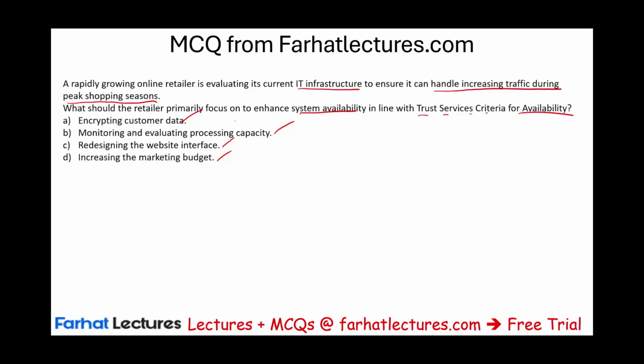I would say increasing marketing budget has nothing to do with whether the IT infrastructure can handle an increase in traffic. That's an easy elimination. Encryption deals mostly with confidentiality, to protect the data. We're not talking about this, so we're down between two. Redesigning the website interface. The website interface is basically the front of the website. It's only basically design. It has nothing to do with it. It doesn't help with traffic. So B will be the correct answer, because you want to monitor and evaluate the capacity, the processing capacity.